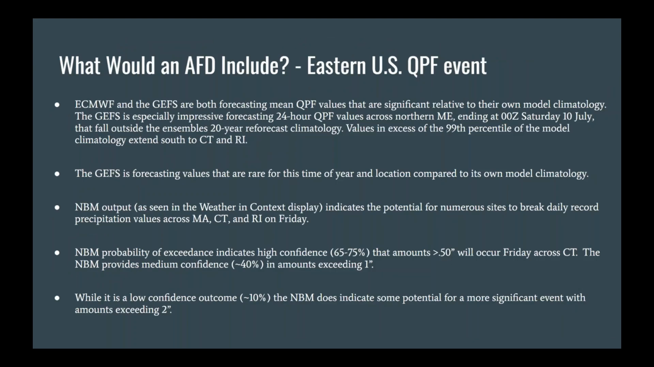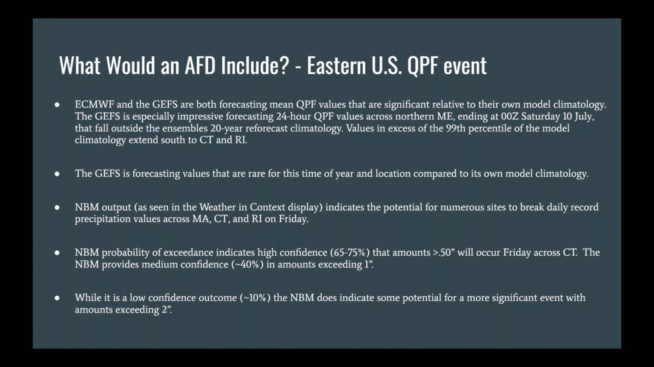And so just some thoughts on how you might describe some of these things. The ECMWF and GEFS are both forecasting mean QPF values that are significant relative to their own model climatology. The GEFS is especially impressive, with 24-hour QPF values across northern Maine that are outside the ensemble's 20-year reforecast climatology, and values in excess of the 99th percentile of the model climatology extend south of Connecticut and Rhode Island. Another easy way to say this is the GEFS is forecasting values that are rare for this time of year and location compared to its own model climatology.